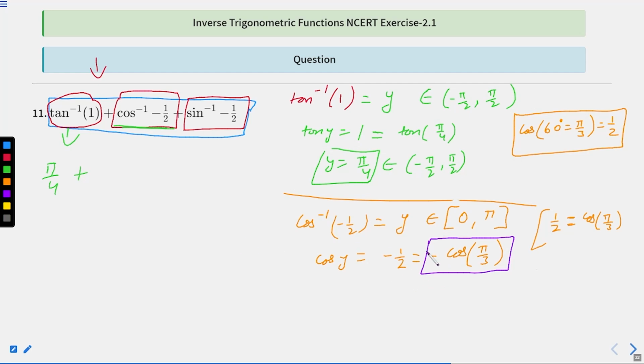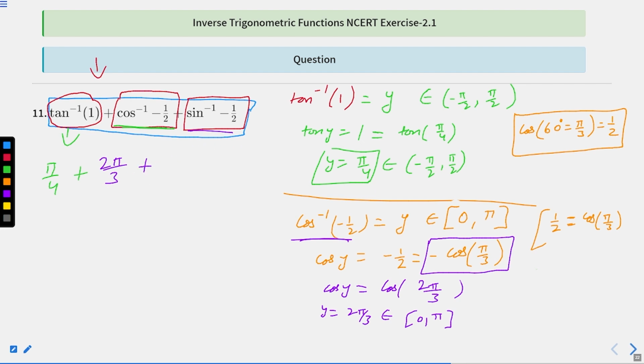Now from this what I can say is cos y is equal to cos of pi minus pi by 3. Yes. And now just solve this. What will you get? You will get 2 pi by 3. Now y is equal to 2 pi by 3. Does this 2 pi by 3 belong to this interval? As you can see, it is greater than 0 and less than pi. So indeed this value belongs to the principal value branch. So our principal value for this is 2 pi by 3.